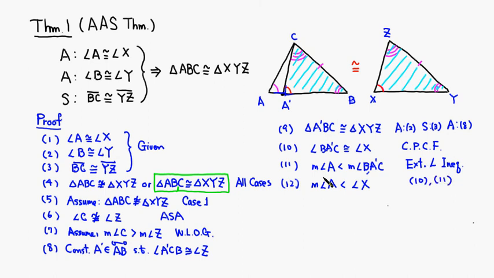But this is a contradiction, because it contradicts line number 1. So we got a contradiction, therefore, number 13: the first case didn't work out, so there's only the second case. Triangle ABC is congruent to triangle XYZ. This is by the rule of elimination, and this was case 2.